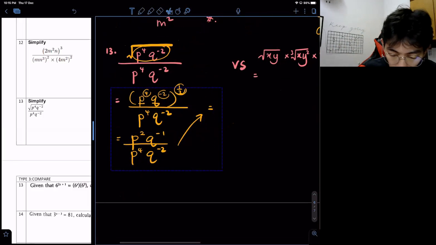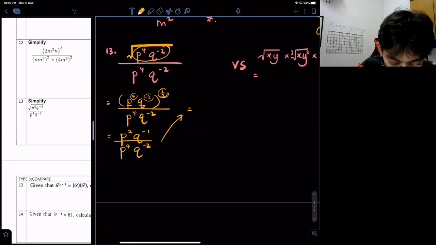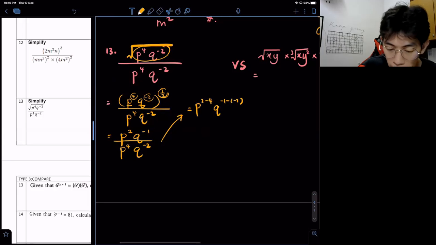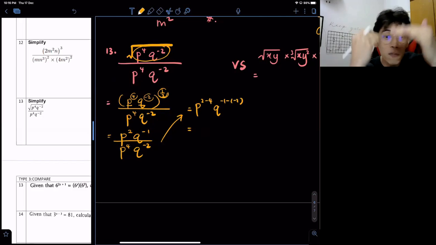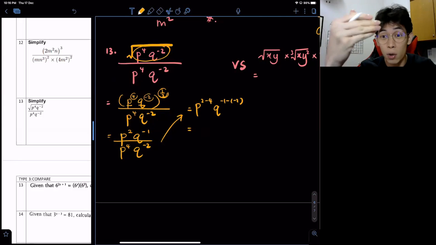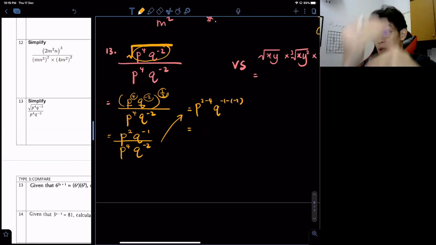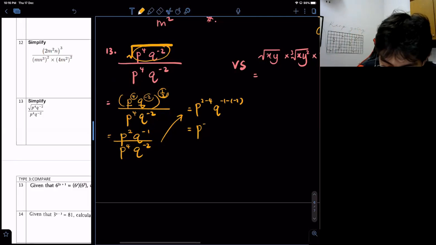Okay, so let me make it smaller, put it by the side. So this is going to be p power 2 minus 4, q power -1 minus -2, right? Go ahead with your creativity. If you want to move that negative first, go ahead. Some student might say, teacher, can I make it faster? The q -1 and q -2, I switch. Can or not? Yes.